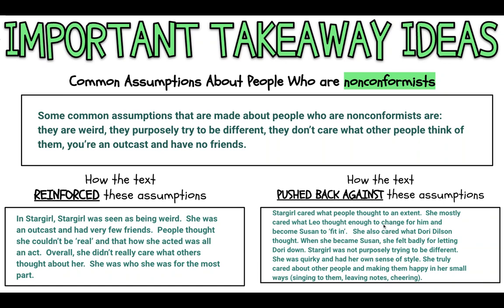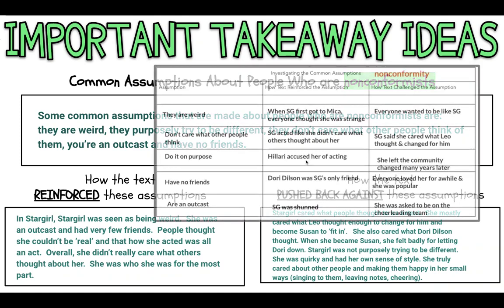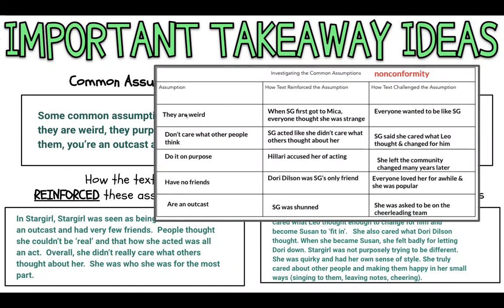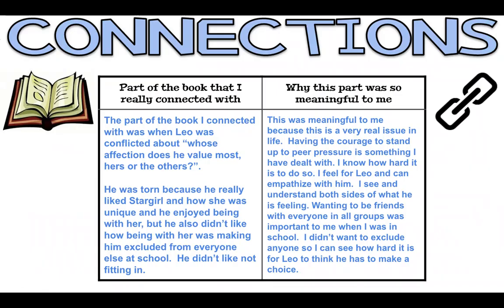So you have that chart that you should have filled in your notes where you wrote those common assumptions people make about your social issue, and then where you saw it happening in the text, and then how the text challenged or pushed back against it. So really, you're just putting those ideas into sentences on this slide. And then connections. This one, you're just taking a lot of what your ideas are and putting them into connecting it to yourself.